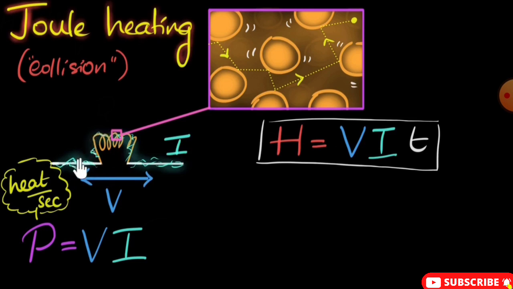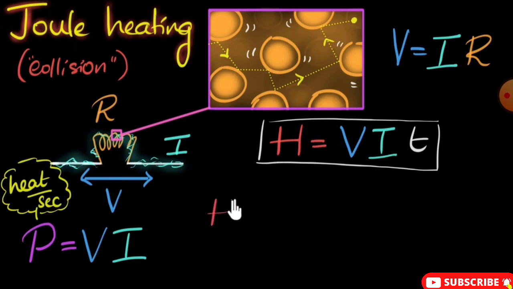Alright, what if we don't know the voltage and the current, but maybe we know the voltage and the resistance, or maybe the current and the resistance? Can we still calculate the amount of heat generated? The answer is yes, because we know the connection between voltage, current, and resistance: Ohm's law. It tells us that voltage is current times the resistance. And so what we can do is, in this formula, substitute for V as IR, and then we'll get IR times I, and so that will give us I squared R times T.